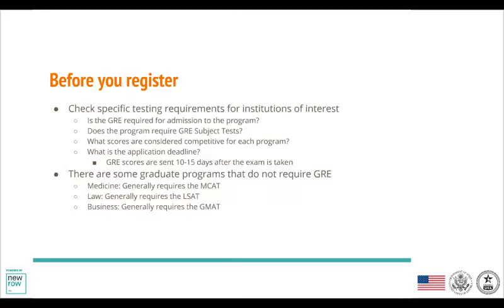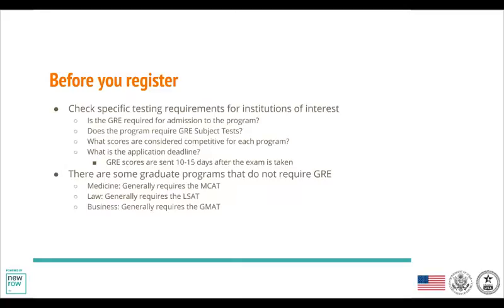You'll also, while you're researching admission to the program, you'll want to look and see what scores are considered competitive for each program. So when you do take the GRE and you get your initial score report, you'll be able to make some informed decisions about the competitiveness of the programs that you wish to apply to.